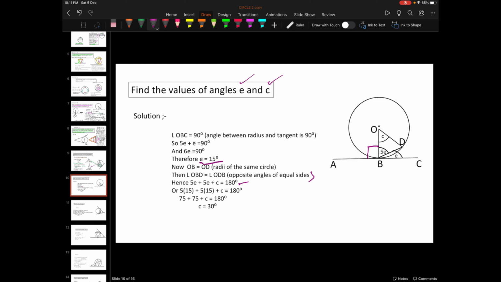But e is 15 degree we got already. So substitute the value of e in this equation. We can write 5 into 15 plus 5 into 15 plus c is equal to 180 degree, or 75 plus 75 plus c is equal to 180 degree. So c is equal to 180 minus 150 or c is equal to 30 degree.